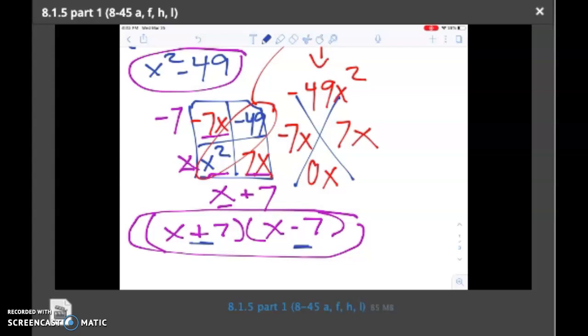So taking it a step back further and looking at what I'm starting with. Well, if I'm looking at my x squared term up here, if I were to take the square root of that, I would get x, right? So x times this x would give me that x squared. The 7 times this negative 7 would give me this negative 49.